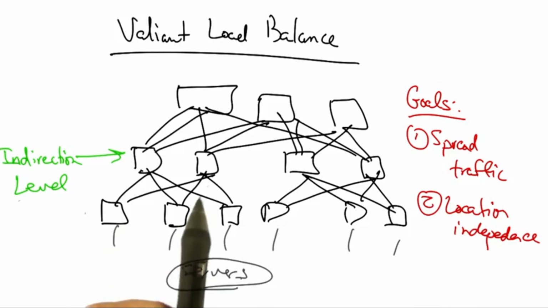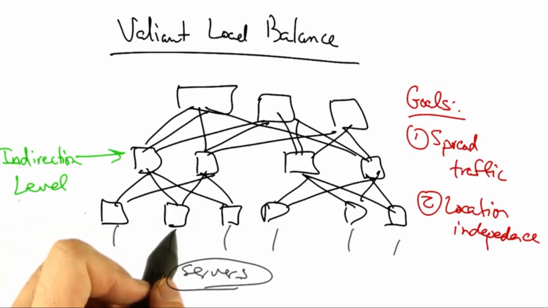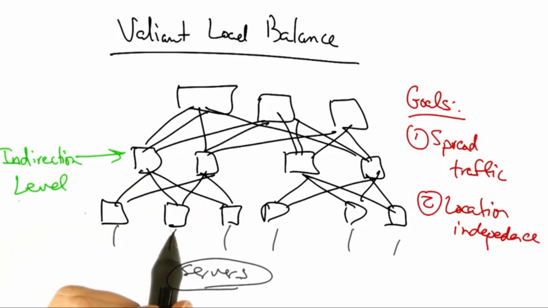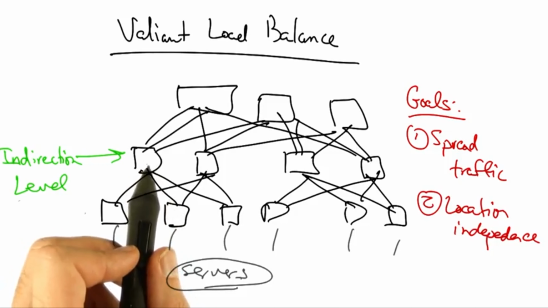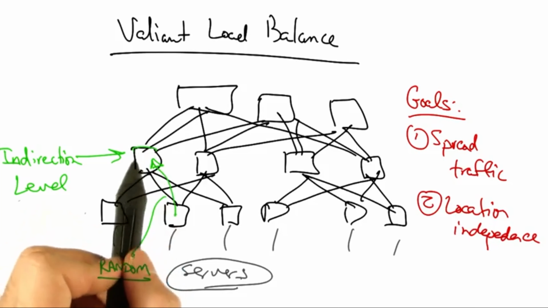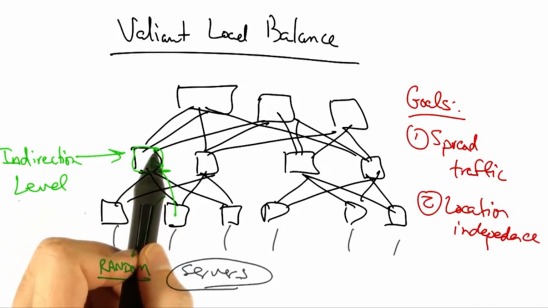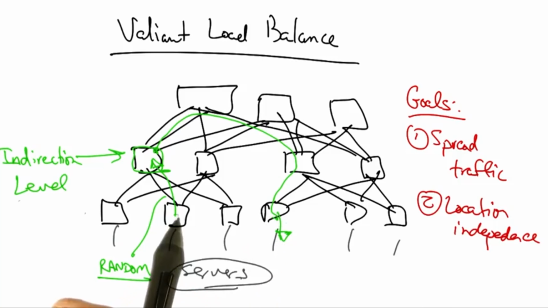VL2 achieves this by inserting an indirection level into the switching hierarchy. When a switch at the access layer wants to send traffic to a destination, it first selects a switch at the indirection level to send the traffic to at random. This intermediate switch then forwards the traffic to the ultimate destination depending on the destination MAC address of the traffic. Subsequent flows might pick different indirection points for the traffic at random.